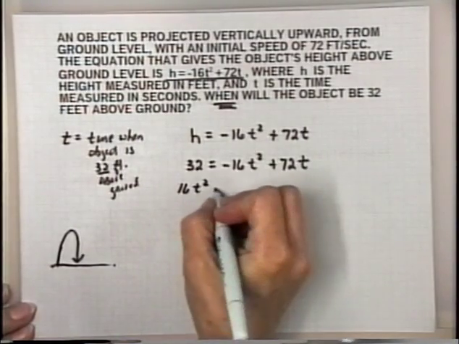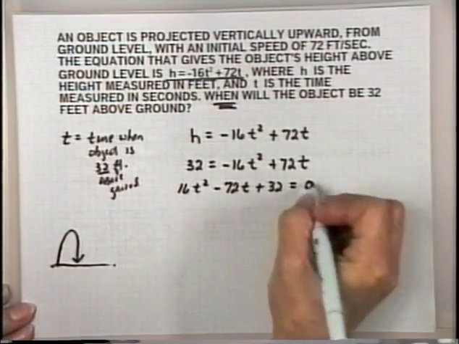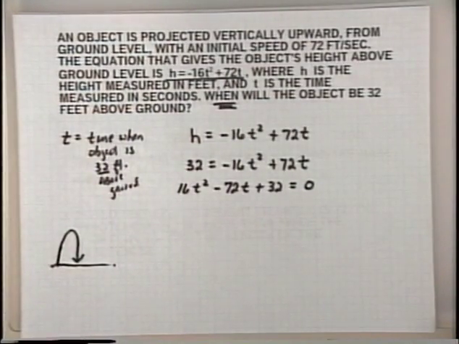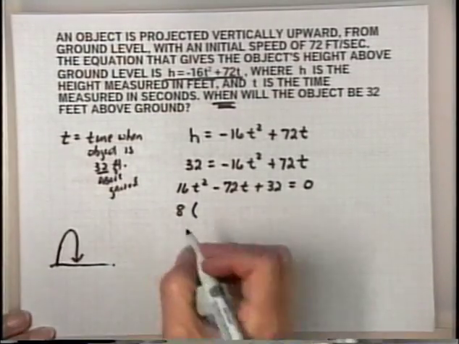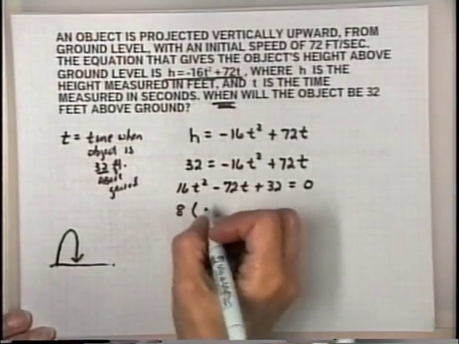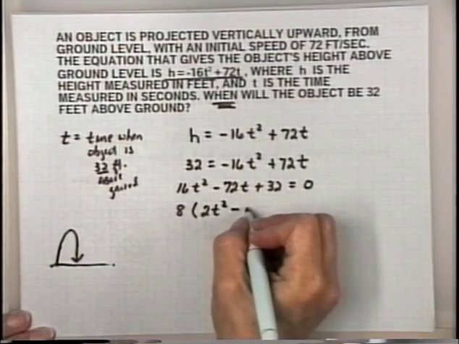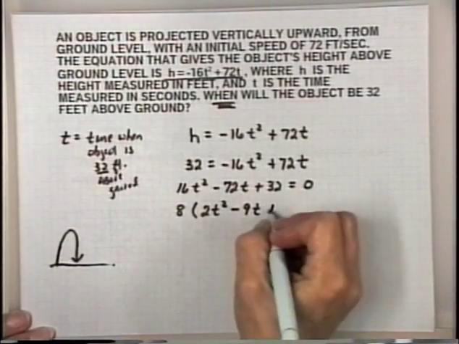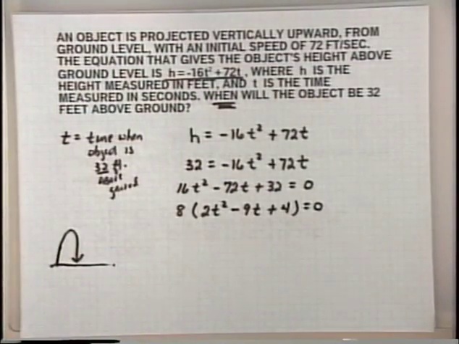16t squared minus 72t plus 32 is equal to 0. Now it looks like this time I have a common factor for these particular numbers. In fact, I see that I can divide by at least 8. Let's factor 8 out and see what happens in terms of these other numbers. If I divide 16t squared by 8, I get 2t squared, minus 72 divided by 8 is 9t, plus 4 times 8 is 32, and I did pull out the largest common factor.